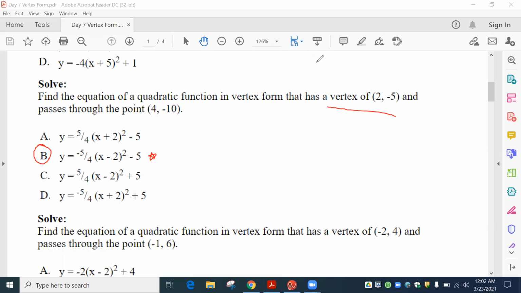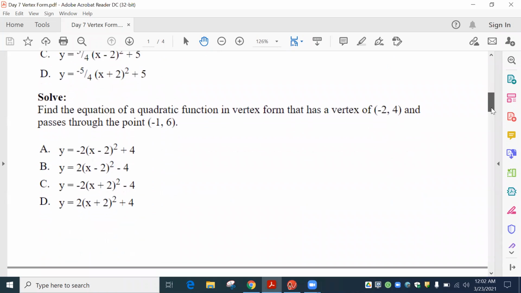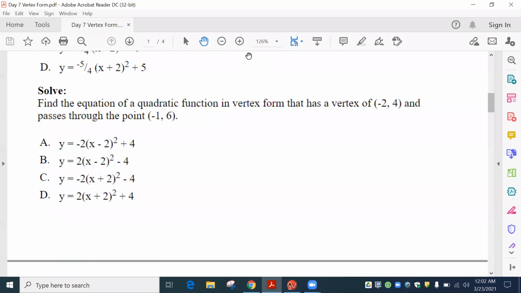All right. And then our last one. So vertex right here. So that -2 becomes a +2. So it's one of those two. And then the +4 just stays +4. So I think it's this one. So let's test it out.